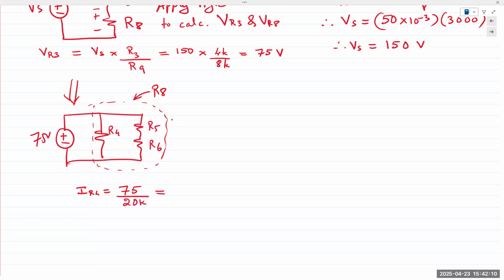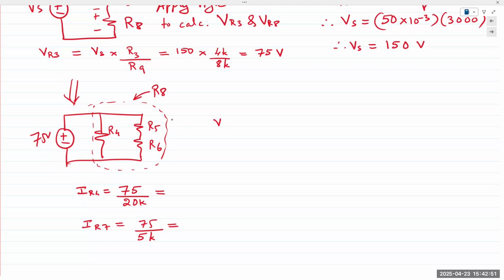Calculate this. And we can also find, now there are two ways to find the current through R5 and R6. Simple as Ohm's law, right? That's a direct pathway, 75 divided by R7. We can also apply voltage division to find the voltage across R5 and R6 because they're again in series. So IR7 would be equal to 75 divided by 5K, right? So the answer for this current.